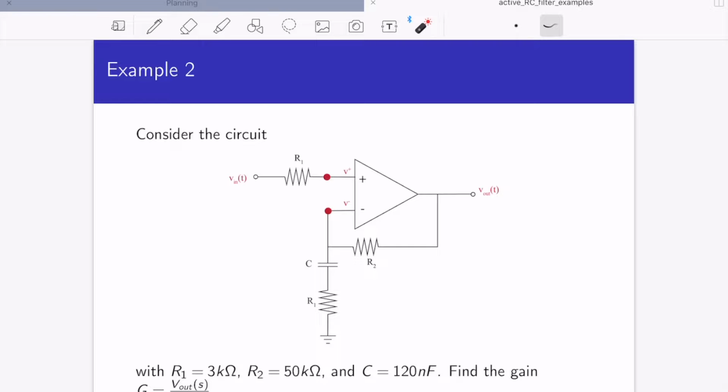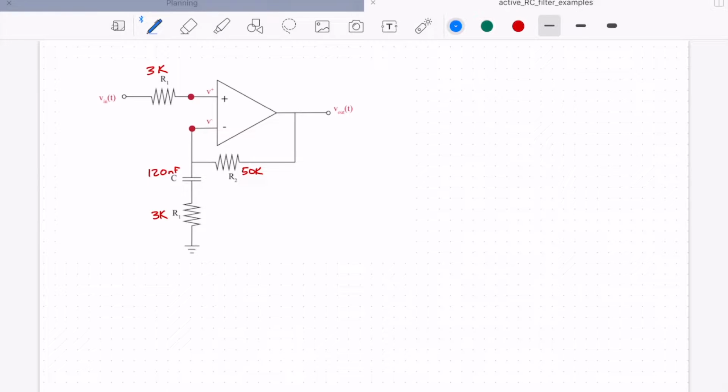So let's put in some values this time. We'll let R1 be 3K, and that appears in two locations. R2 is 50K, and of course these are in ohms. And the capacitor is 120 nanofarads, and nano, of course, is 10 to the minus ninth. And we want to find the gain V out over V in. So here's our circuit, just redrawn.